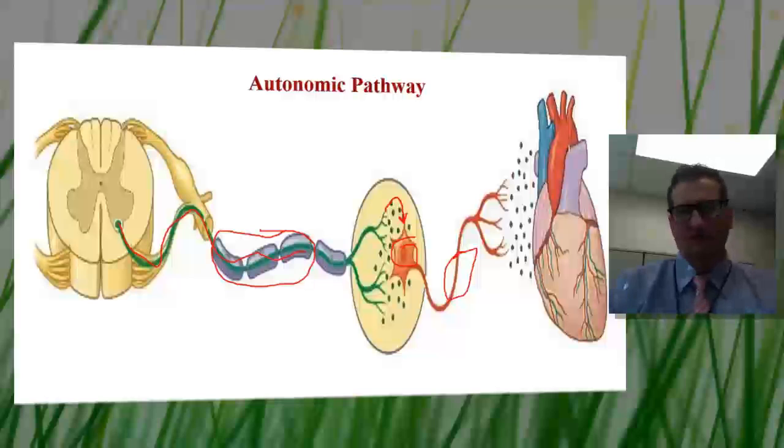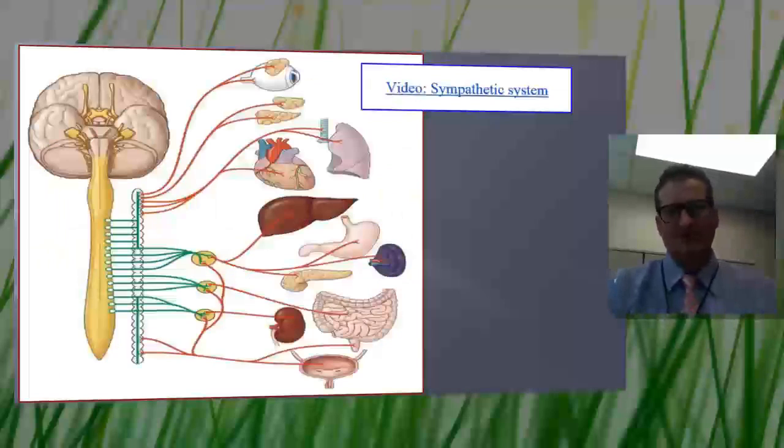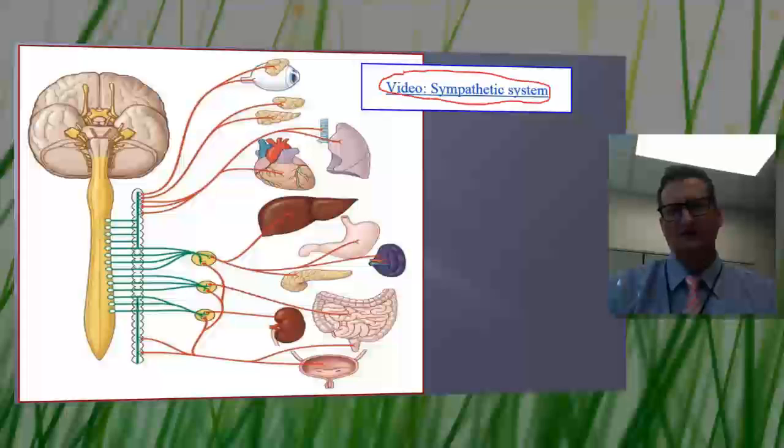The postganglionic neuron releases different neurotransmitters. If it's a parasympathetic neuron, it will release acetylcholine. If it's a sympathetic fiber, it will release norepinephrine, or very rarely, sometimes the sympathetic system will also use acetylcholine. So there's a good video overview of the sympathetic system that you should look at.